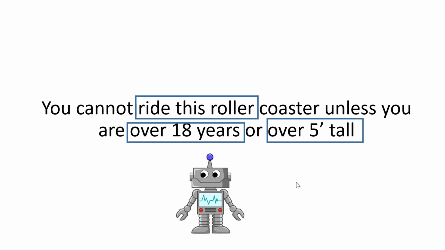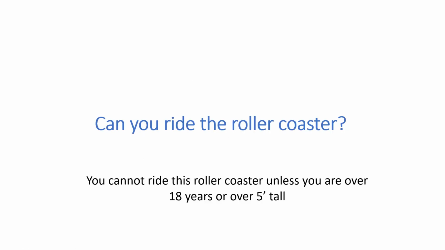The idea is that we want to be able to explain this. Although this is written in English, a robot wouldn't understand it, so we must be able to explain this to a robot in some kind of notation. The notation would be: proposition P is, this person can ride this roller coaster. Proposition Q is, the person is over 18 years. Proposition R is, the person is over 5 feet tall. What we need to do is express this statement in a propositional way. So can you ride the roller coaster?